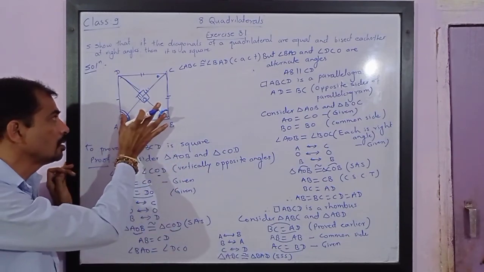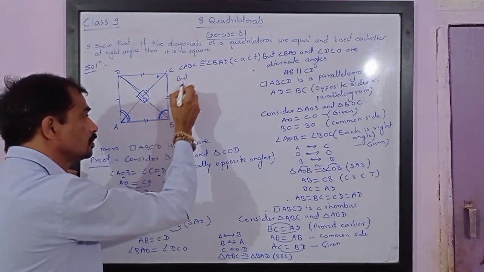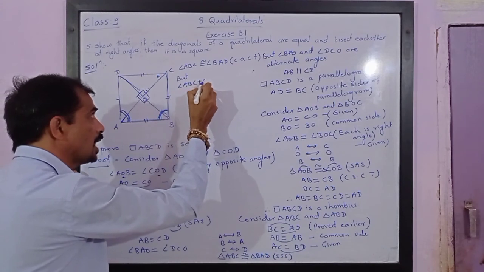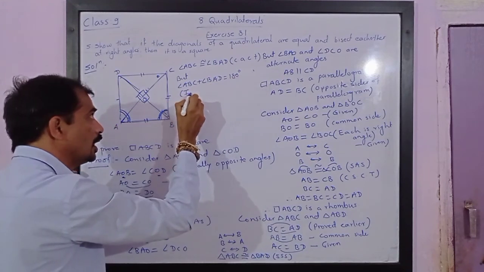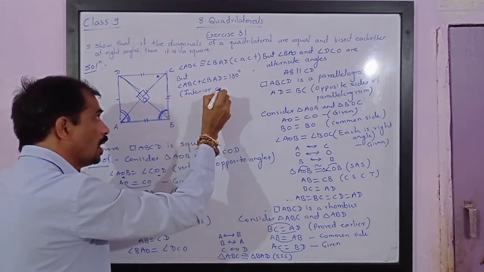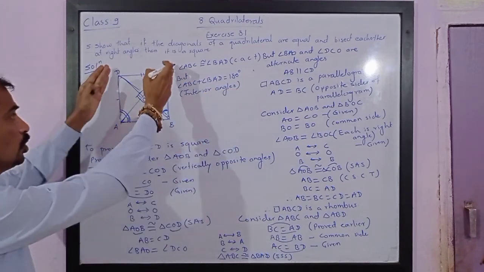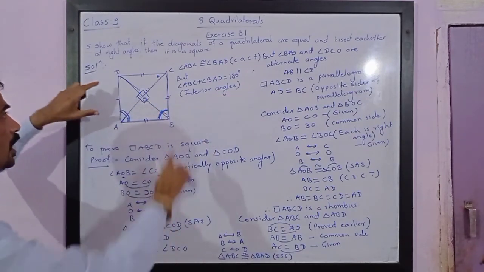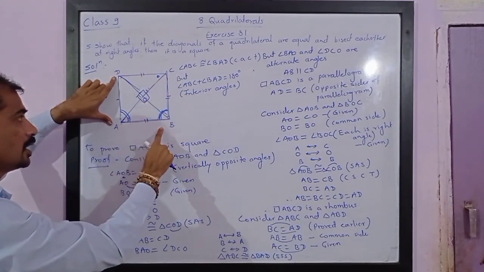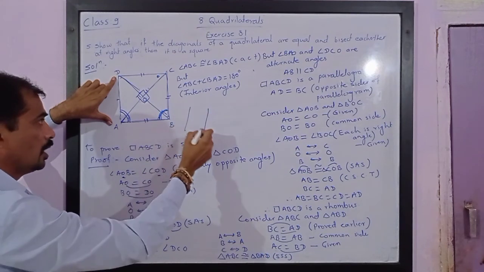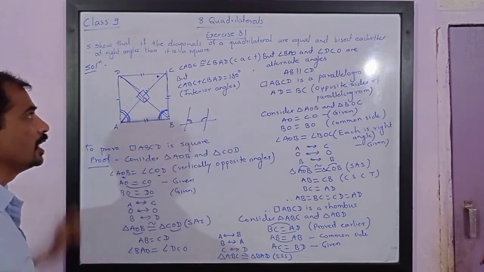So their sum must be 180 degrees. But angle ABC plus angle BAD equals 180 degrees. Reason is interior angles formed by parallel lines and a transversal are supplementary. These are two sides. So we have already said ABCD is a parallelogram. It means AD is parallel to BC, and we can consider these two parallel sides and AB as a transversal. It means we will get two parallel lines and a transversal. So the sum of these two angles must be 180 degrees.